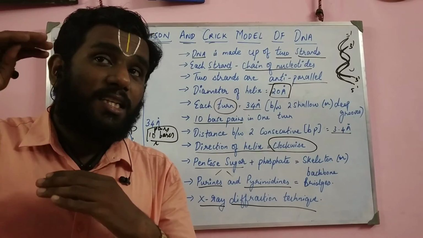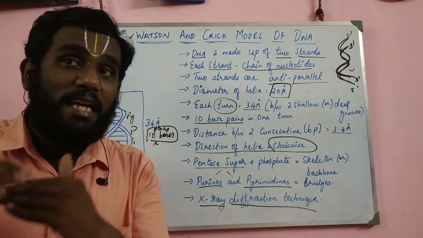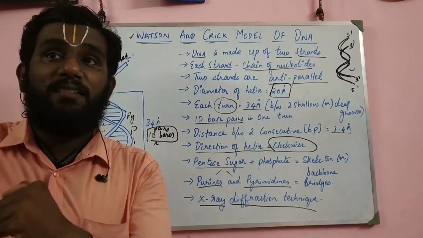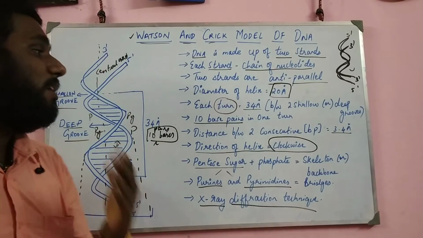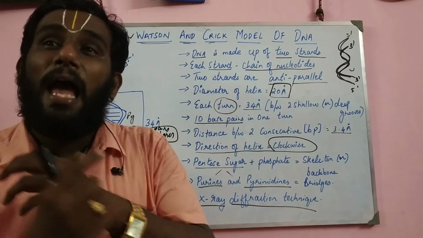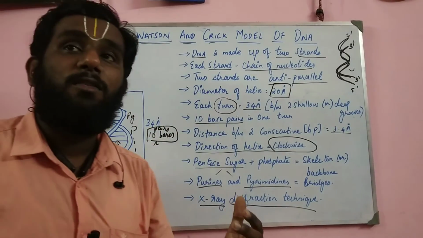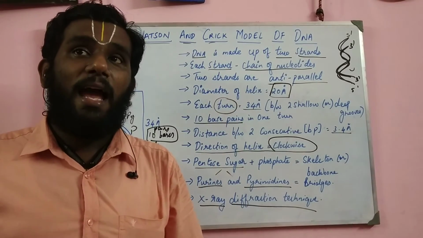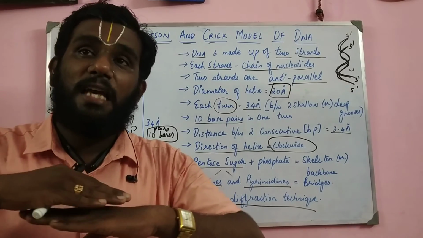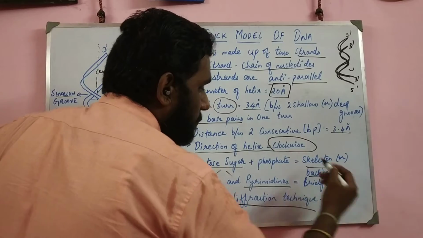In one such turn, you will find 10 base pairs. The distance between two consecutive base pairs is going to be 3.4 angstrom. And the total distance of such a turn is going to be 34 angstrom. The direction of the DNA helical turn is always clockwise. And finally, the pentose and the phosphate form the skeletal bridges, and the purines and pyrimidines together form the bridging accessories between the two skeletal bridges.